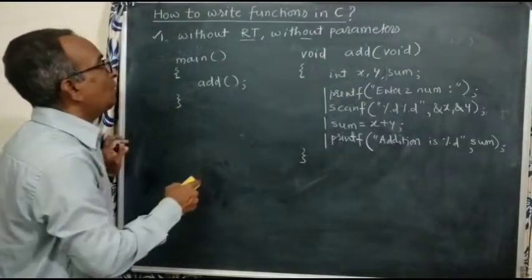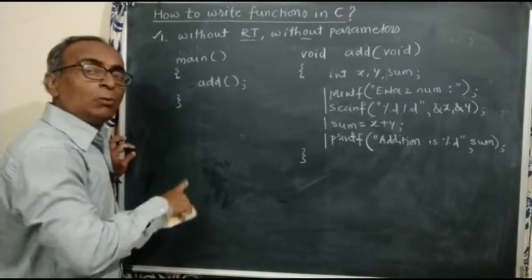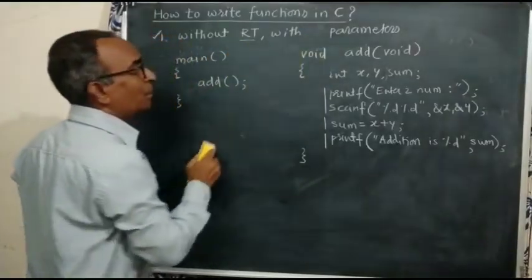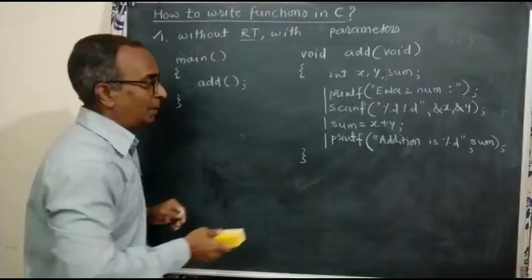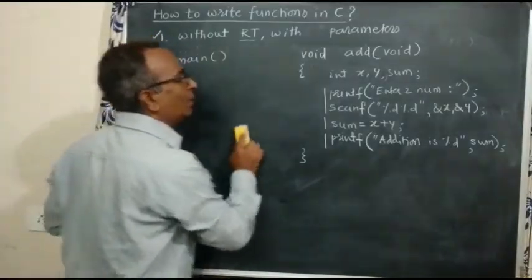Now if I want to write the second type, what is that? Without return type but with parameters now. Without return type with parameters. Now we will see what changes will be there here.